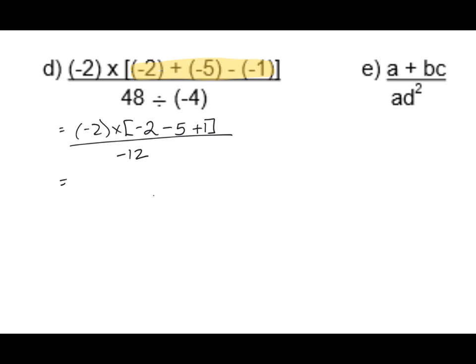So now let's continue. The next thing we have to do is take a look at this part right here. The 2, the 5, and the 1. Let's simplify the whole thing in one shot. So the top becomes negative 2 times. Notice how when I have my final result of what's in the bracket, I leave it in a bracket. So I have negative 6. And then we're still dividing by negative 12. So on the top we have positive 12 because we have negative 2 times negative 6, and we're dividing by negative 12, which gives us negative 1 as our final answer.